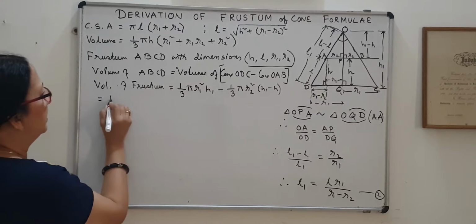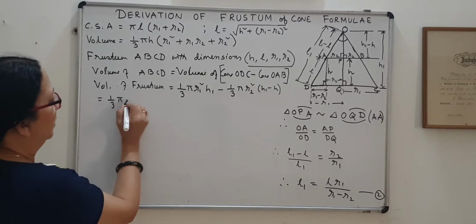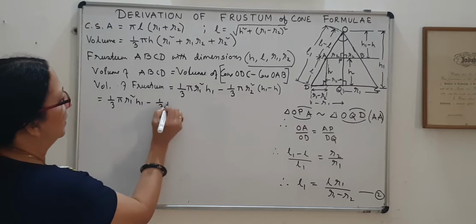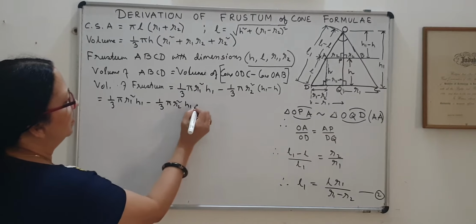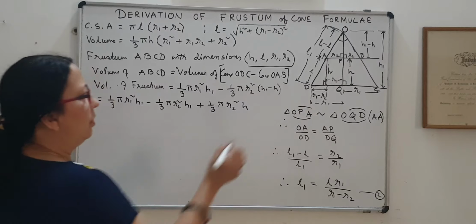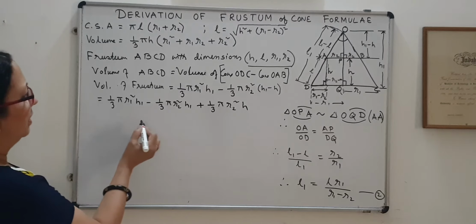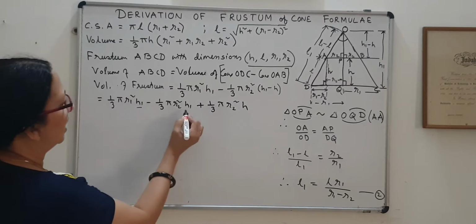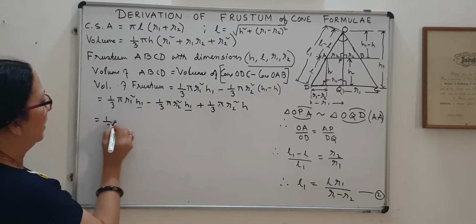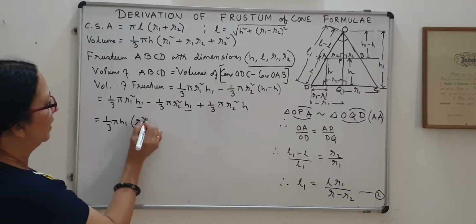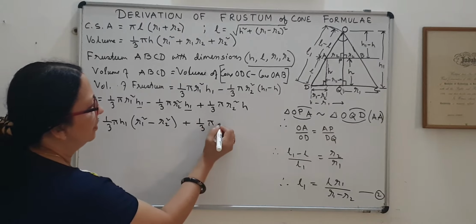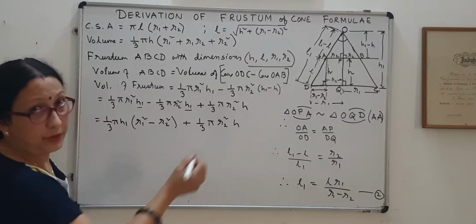So similarly this will be simplified by taking 1/3 pi. Okay, let me open first. 1/3 pi R1 square H1 minus 1/3 pi R2 square H1 plus 1/3 pi R2 square H. So I have opened this. Now again I have to see what can I take common. So here this H1 is unwanted. So I will be taking H1 common from the same process. So 1/3 pi H1 into R1 square minus R2 square, and keep the last term as it is because in this term all are the dimensions of the smaller cone.